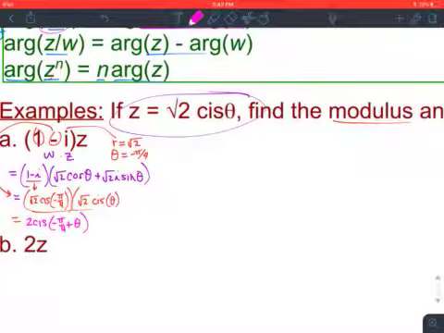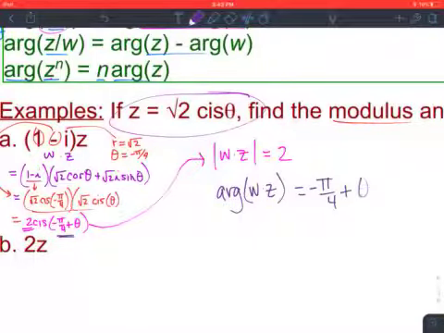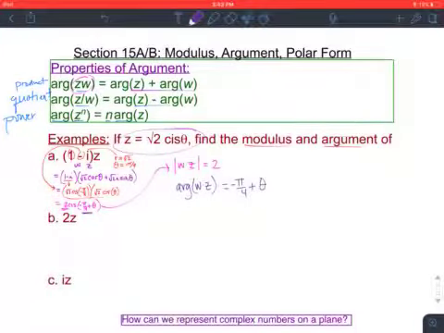So that means the modulus, which is what we're trying to find, the modulus for WZ is equal to 2. That was this number. And our theta, or argument, for WZ is equal to negative pi over 4 plus theta. So that was fine.